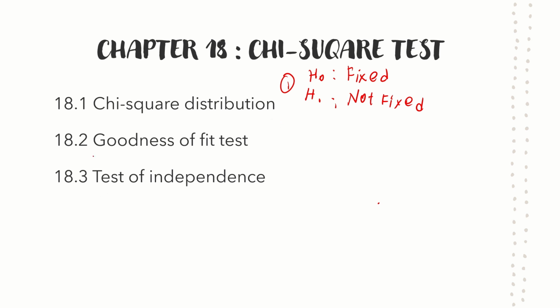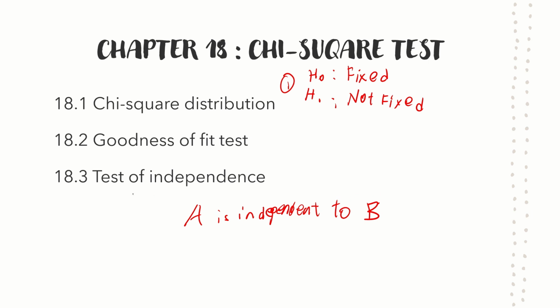So this is the second subtopic, and the third subtopic is the test of independence. Independence, you know that. What is the definition of independent? If I say that A is independent to B, it means that A and B have no interaction with each other, right? A is A, B is B. They don't affect each other. But if I say that A is not independent to B, it means that A and B have a relationship. If A changes, B also changes.